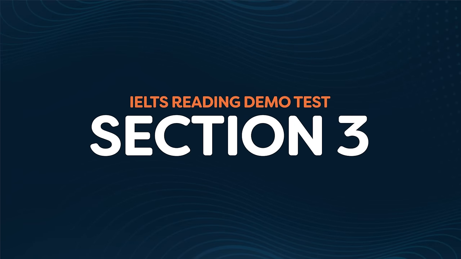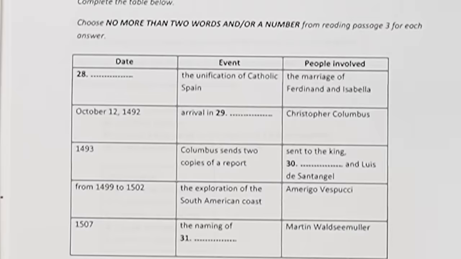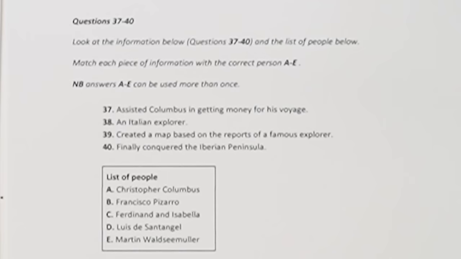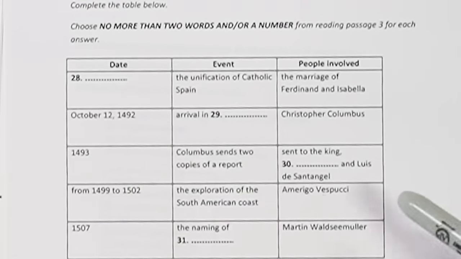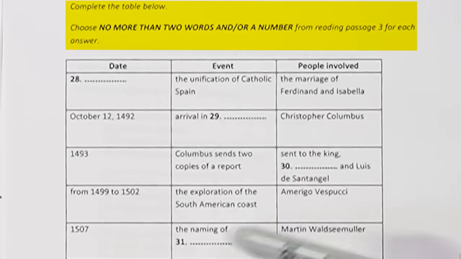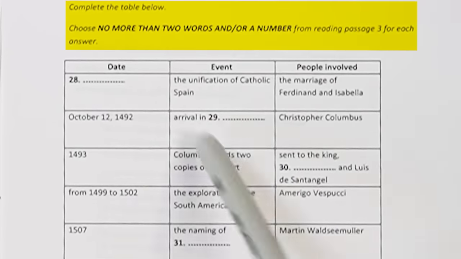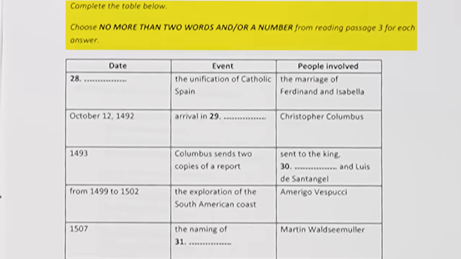Okay, so section three, we have table completion, we have matching information, and we have matching names. Okay, so a lot of matching. So the first one is table completion. The first thing we need to do is read the instructions. Complete the table below. So we have 1, 2, 3, 4. So make sure we fill those in. Choose no more than two words and or a number. Very important that we follow that.